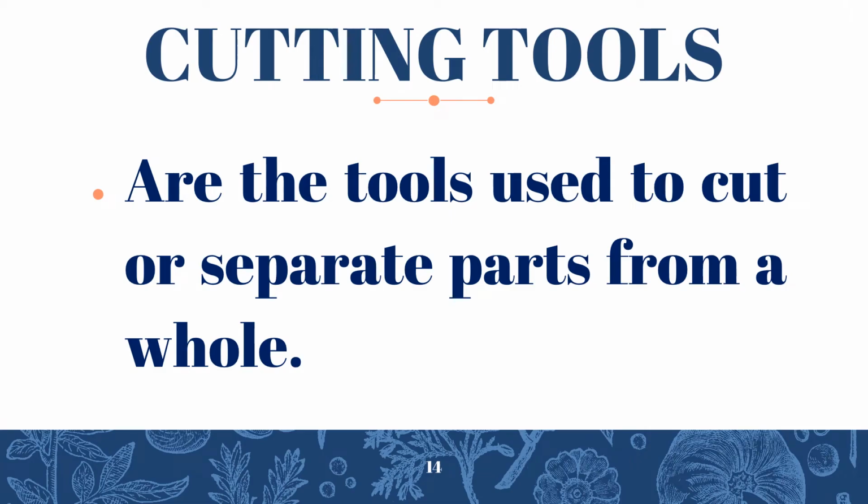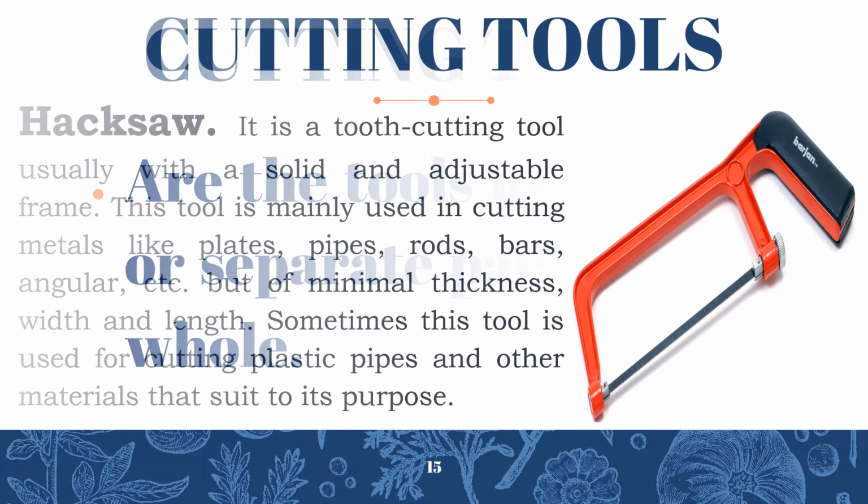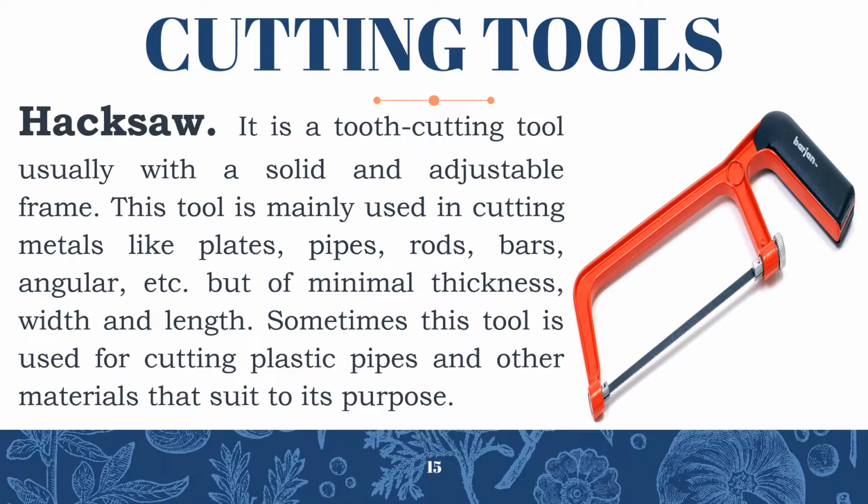Now, let's proceed to the different cutting tools. Before we proceed, let us identify first what a cutting tool is. These are the tools used to cut or separate parts from a whole. Let us proceed to the different examples of cutting tools. First is the hacksaw. It is a toothed cutting tool, usually with a solid and adjustable frame. This tool is mainly used in cutting metals like plates, pipes, rods, bars, angular, and others, but of minimal thickness, width, and length. Sometimes, this tool is used for cutting plastic pipes and other materials that suit its purpose.